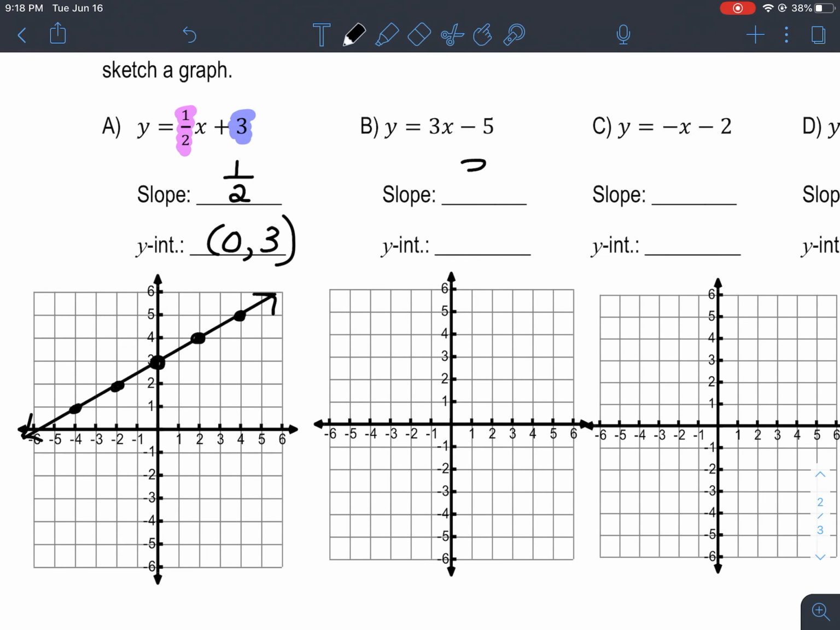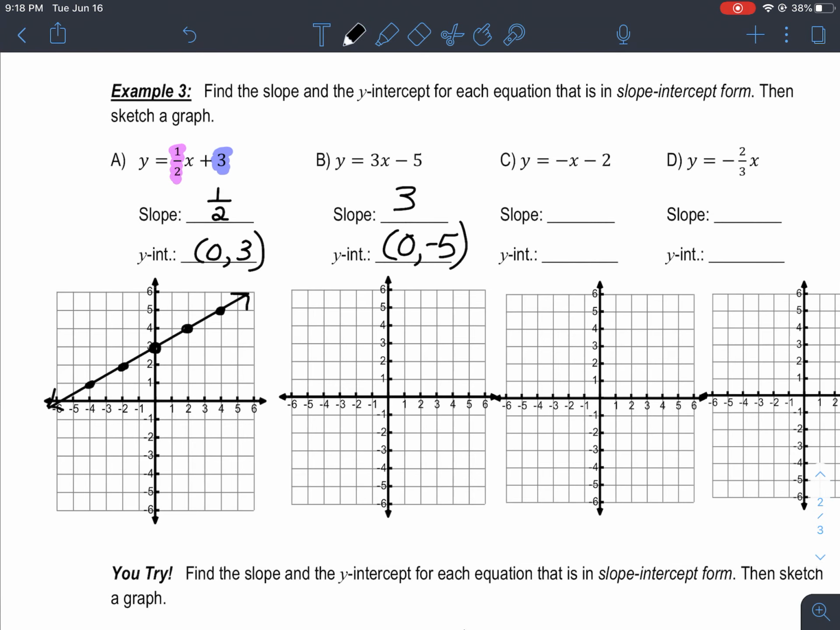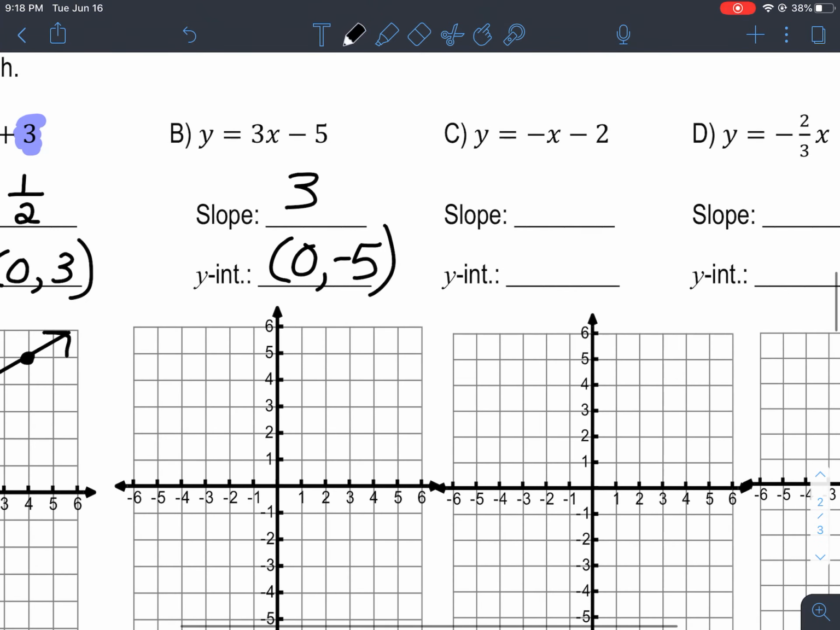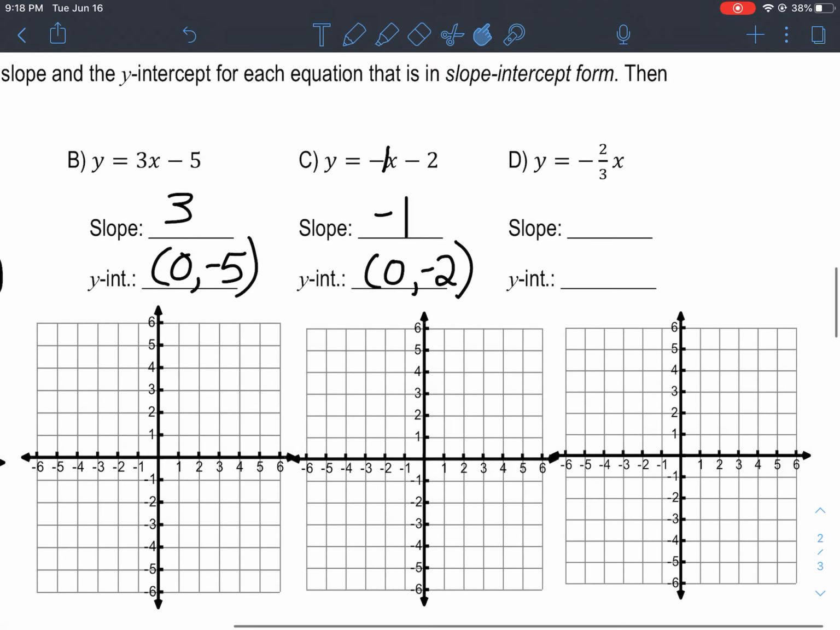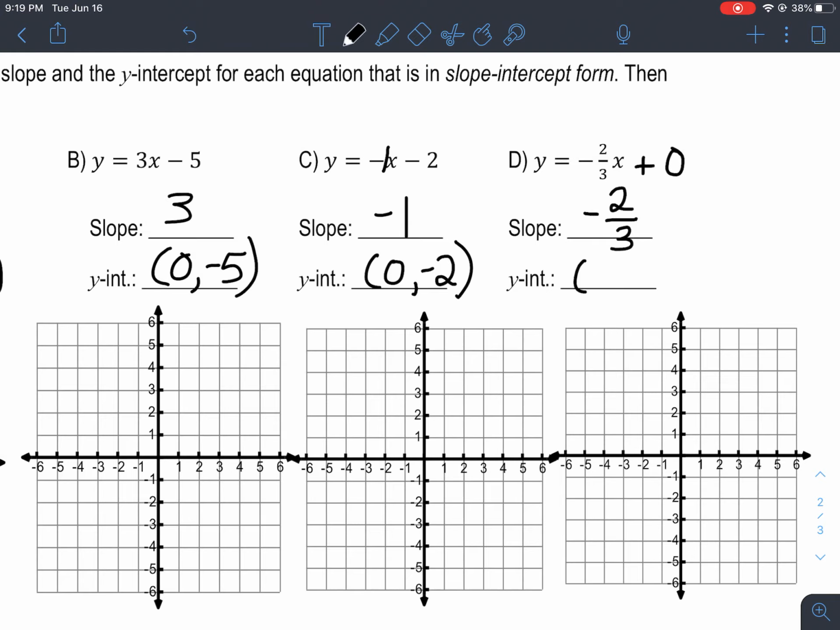Okay, so B here, our slope is 3, the number in front of x. Our y-intercept is 0, -5. And while we're at it, I'm just going to fill in the rest of them. For C, we see that there's a negative in front of the x. That invisible number is 1. So our slope is -1. Our y-intercept is 0, -2. And D right here, our number in front of x is always our slope, so that's -2/3. And you'll see we don't have a y-intercept. It's not 1, it's just 0. There's nothing there. So it's 0, 0.